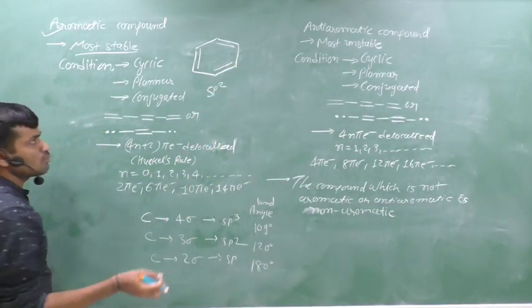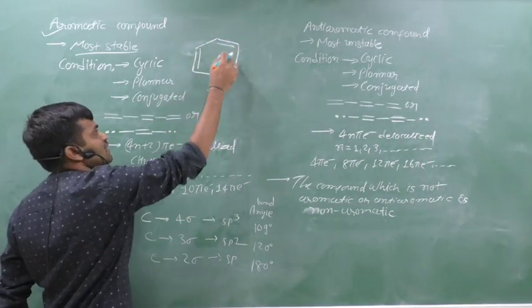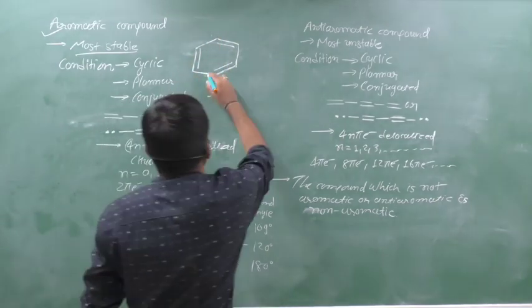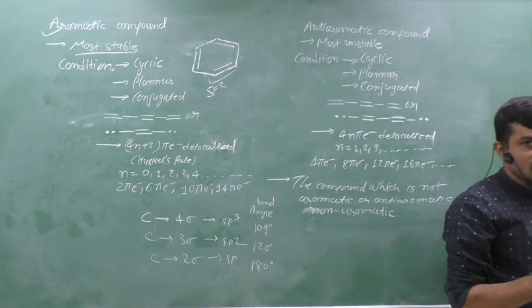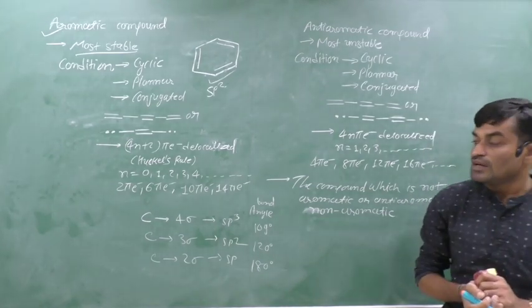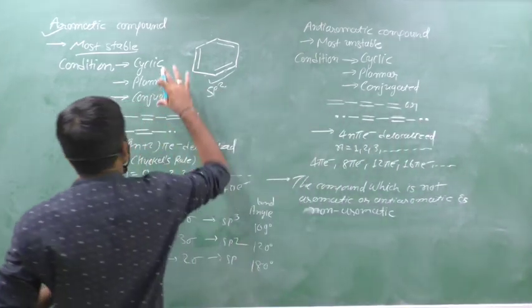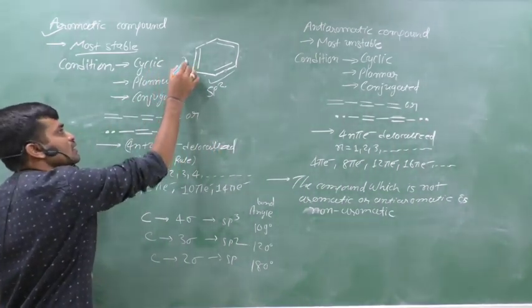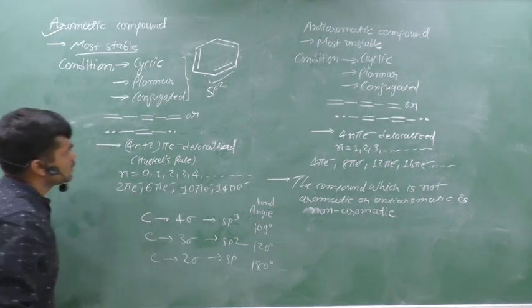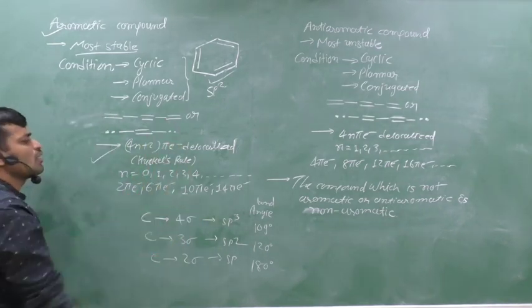If you think about benzene, double single double single double single, we can say that benzene ring is a conjugated system. Now if the 3 conditions, cyclic, planar and conjugated, are satisfied, then you can think about Huckel's rule.